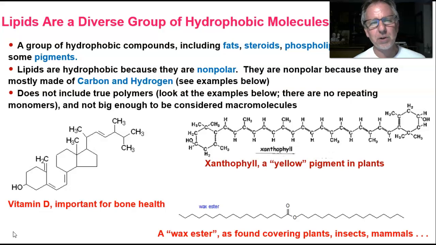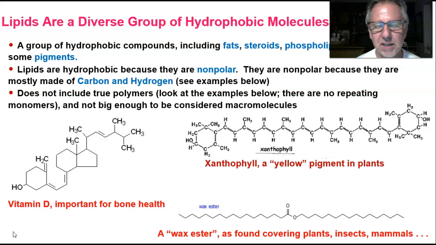Now, the lipid category does not include true polymers. You might remember from the early part of the chapter when I talked about the different kinds of organic molecules and their monomers and polymers, I specifically said lipids don't have a specific kind of monomer. So there are no replicating monomers. And they're not really big enough to be considered macromolecules like proteins or nucleic acids or polysaccharides. I mean, they are fairly big molecules, but they don't even come close to some of those others.